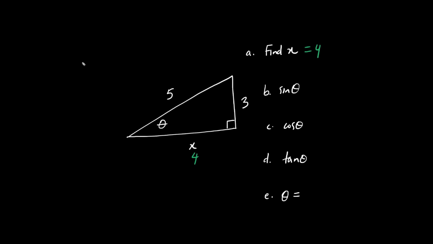Or perhaps you remember that c squared equals a squared plus b squared. Our longest side is the hypotenuse, which is 5. 5 squared equals x squared plus 3 squared. Thus, x squared equals 5 squared, which is 25, minus 3 squared, which is 9. x squared equals 25 minus 9, which is 16. Taking the square root of both sides, we have x is 4.